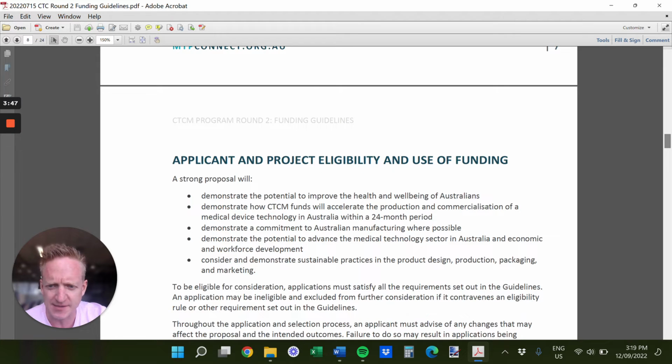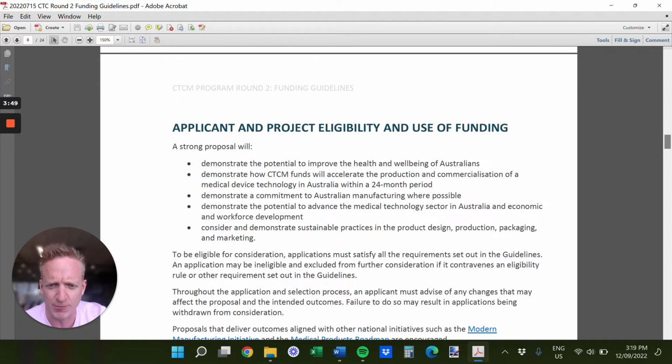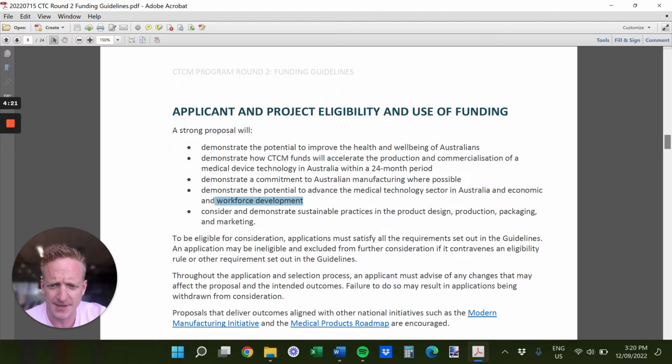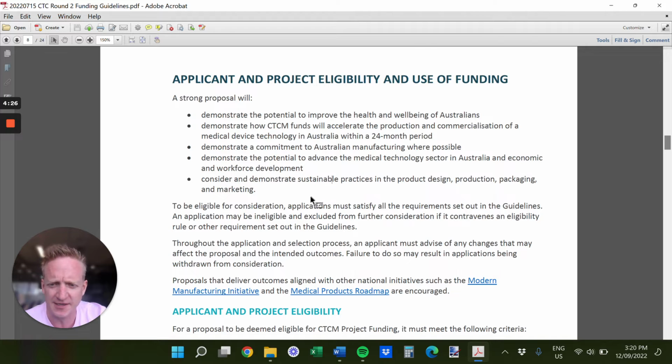So let's have a look at some of the top level things that they want. So improve the health and well-being of Australians. Obviously, we're in medtech. We're going to be there. Accelerate the production and commercialisation of a medtech device within 24 months. So obviously, your project needs to happen within 24 months. And if your product comes to market at the end of that, that's going to look very favourably. And obviously, make Australian-made. Big tick there. Economic workforce. If you're going to be putting on jobs, that is a great thing as well. And then consider sustainable practices. It's probably only a minor part, but obviously you're going to want to tick that box.